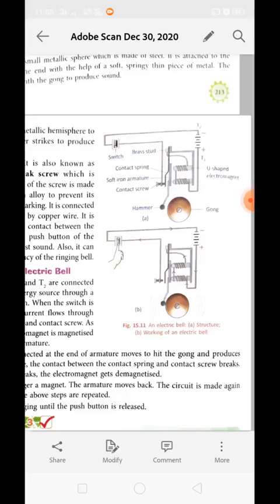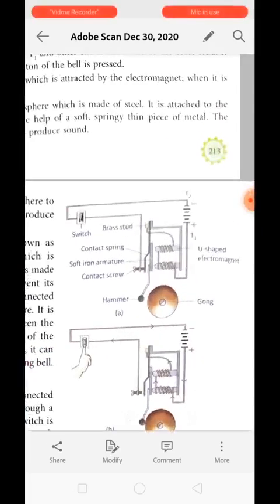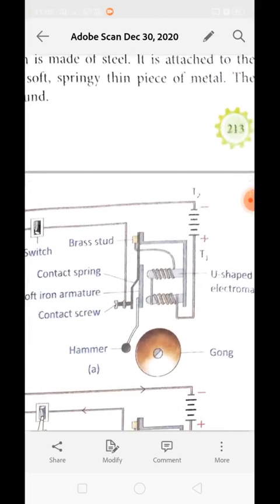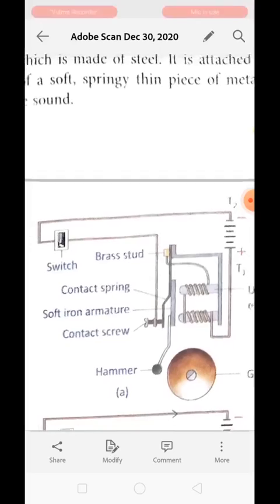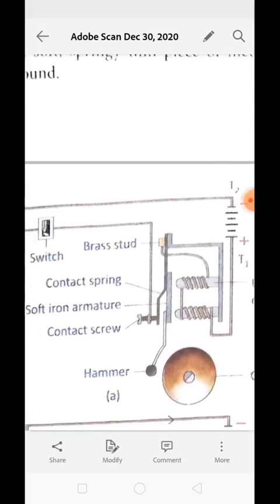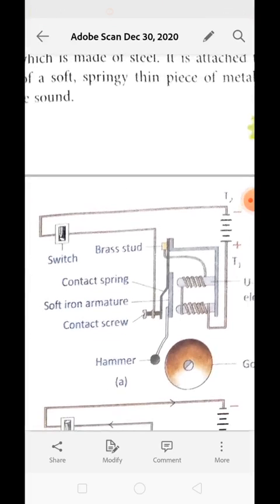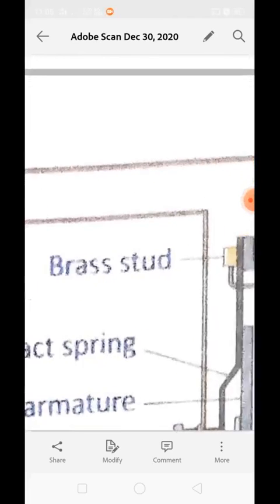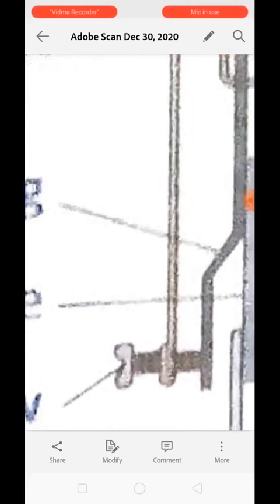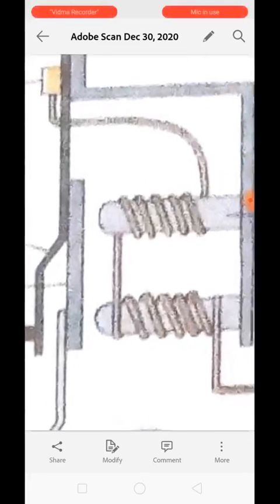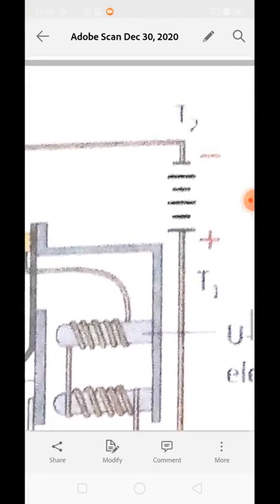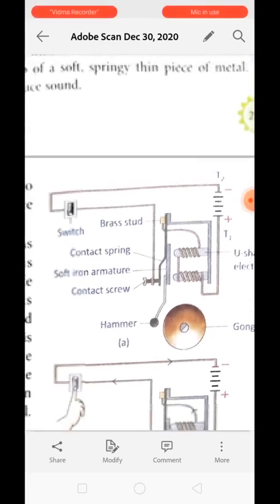Working of an electric bell. Understood? Before understanding how the electric bell works, just look at the structure one more time. Now in this diagram, this whole setup is having what? A closed circuit. You can see from terminal T2, it is running to the switch, to contact screw, to armature, to U-shaped electromagnet, to T1. Means the whole setup over here is in closed circuit.